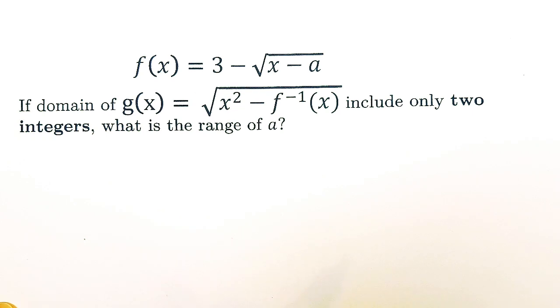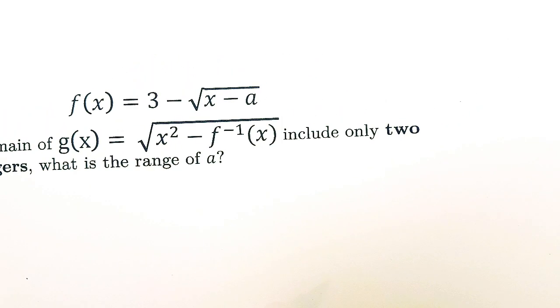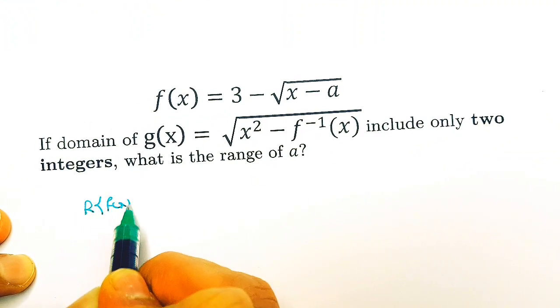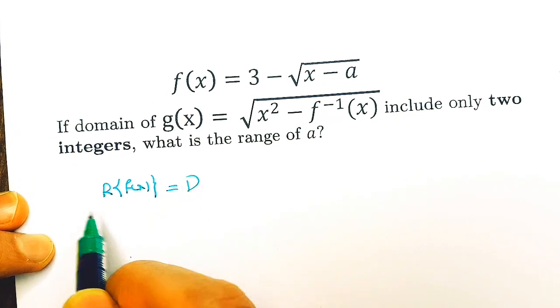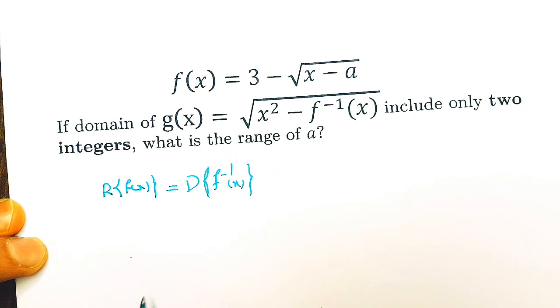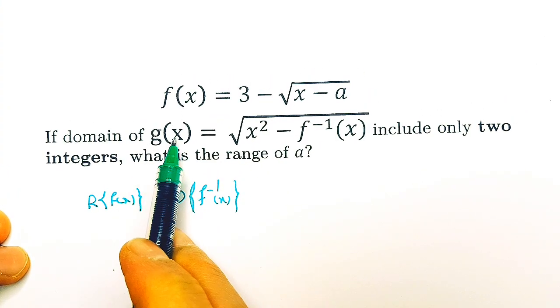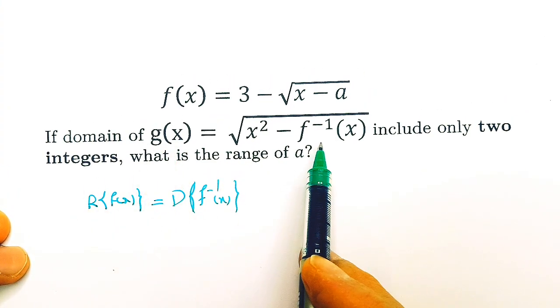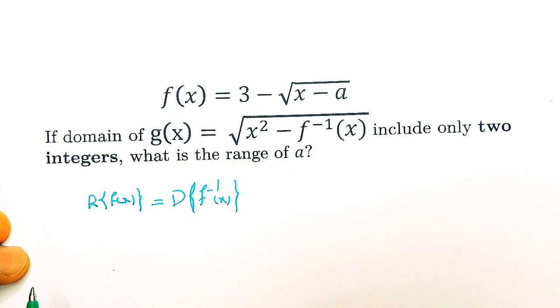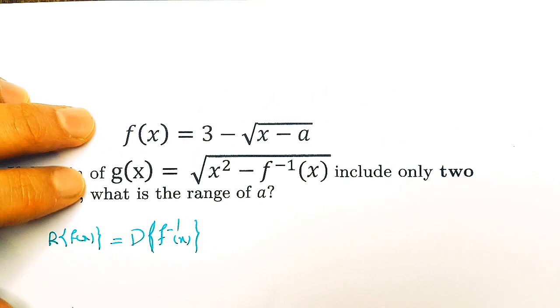So we know that the range of a function will be the domain of its inverse. In other words, for instance, the range of function f(x) will be equal to the domain of f inverse of x. So in order to find the domain of g(x), we need to find the domain of f inverse of x, i.e. the range of f(x).